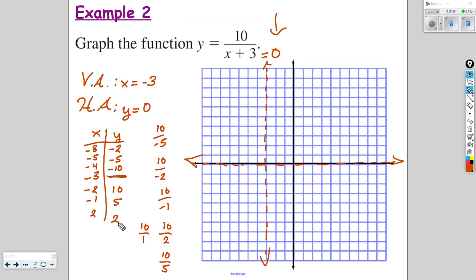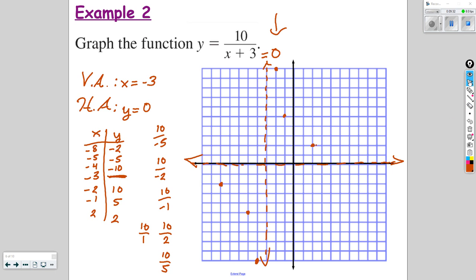Okay, now we're going to plot these values. Starting with (-8, -2), that would be approximately right there. (-5, -5) would be right there. (-4, -10) down here. And then (-2, 10), right at the top of our graph there. (-1, 5), and then (2, 2). Oops, right there.